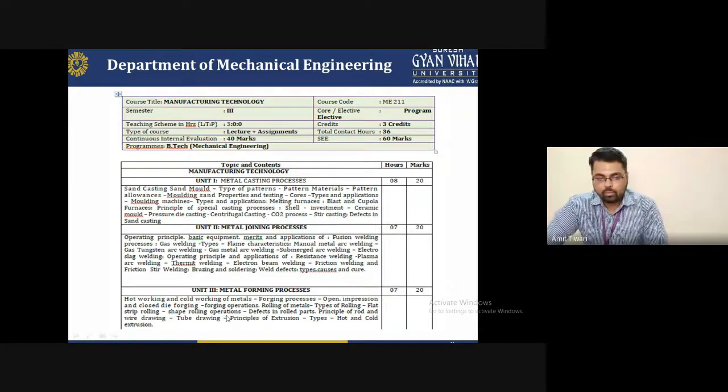Unit 3 covers the metal forming process, in which we discuss hot working and cold working of metal, forging process, open, impression and closed die forging operations, rolling of material, types of rolling, flat strip rolling, shaft rolling operation, defects in rolling, principle of rod and wire drawing, tube drawing, principle of extrusion, and types of hot and cold extrusion. These are also discussed in unit 3, the section on metal forming process.